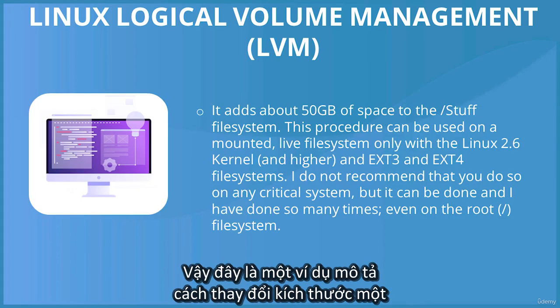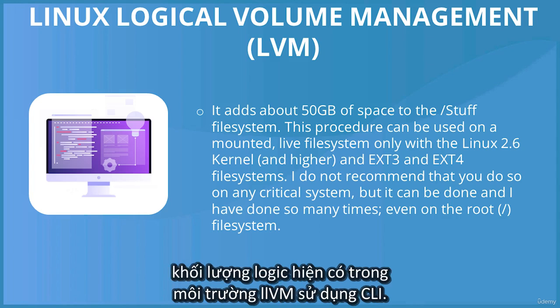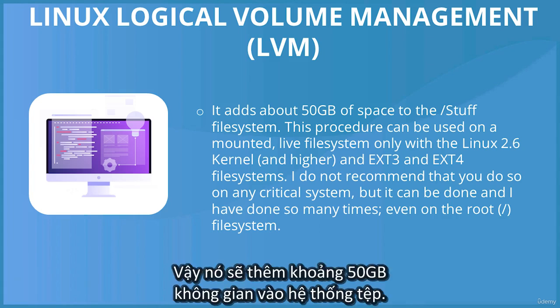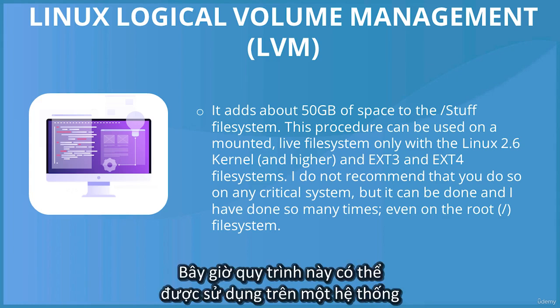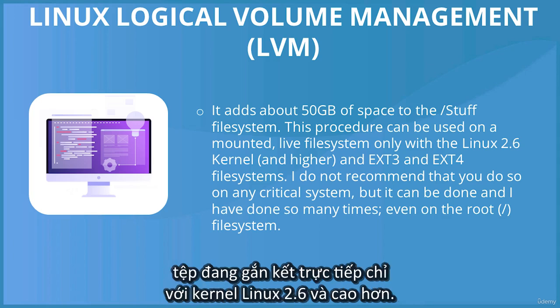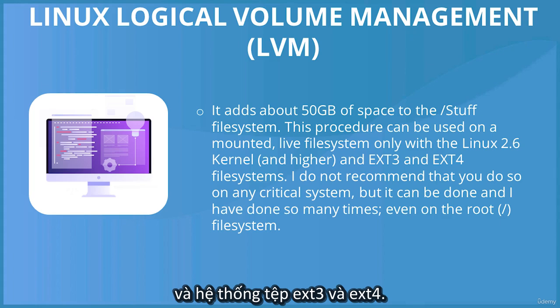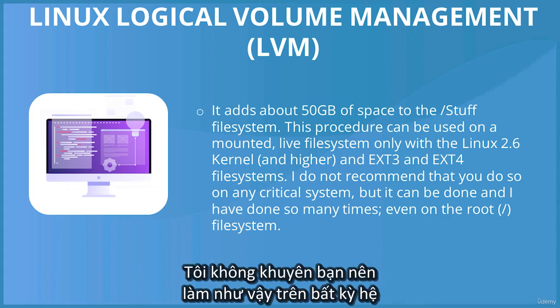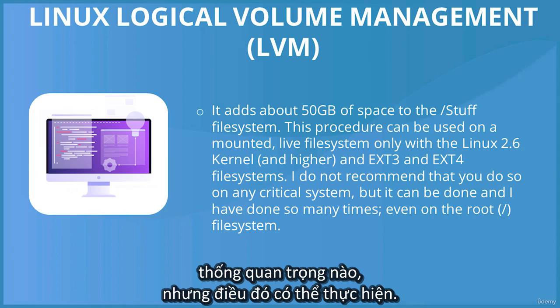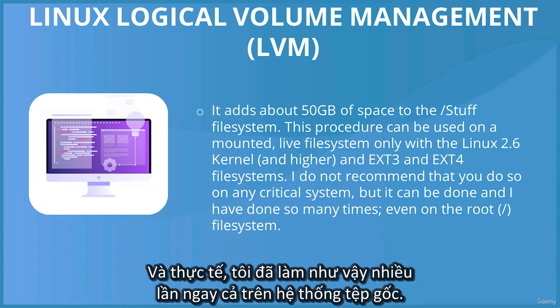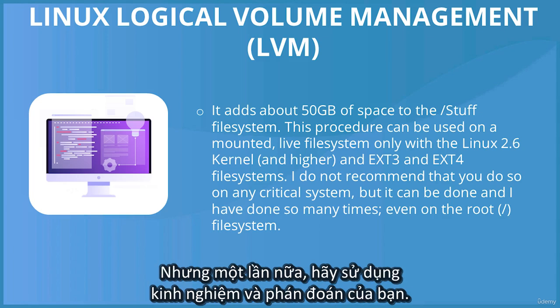So here's an example that describes how to resize an existing logical volume in an LVM environment using the CLI. It's going to add about 50 gigabytes of space to the stuff file system. Now, this procedure can be used on a mounted live file system only with the Linux 2.6 kernel and higher, and ext3 and ext4 file systems. I'm not going to recommend that you do so on any critical system, but it can be done. And I've actually done so many times, even on the root file system, but again, use your experience and judgment.